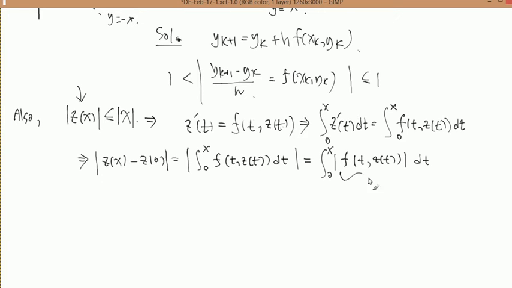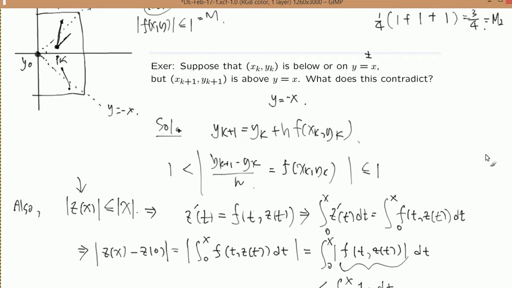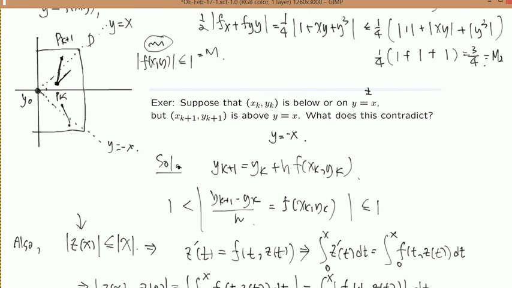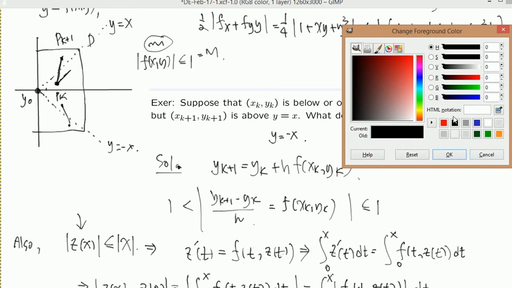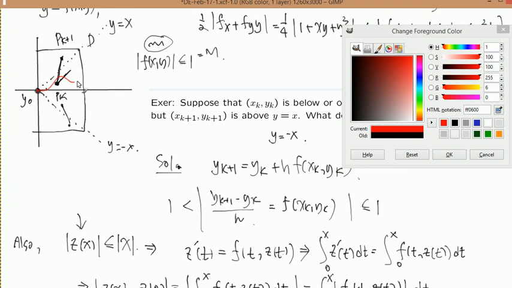But what do we know about this? The values of f, they're always less than or equal to 1, right? So that's less than or equal to 1. If x were a positive number, that covers this spot. So not only is this Euler method trapped in these two lines, the actual solution, that we don't know how it looks like, is also trapped in between. It'll never go outside y equals x and y equals negative x.